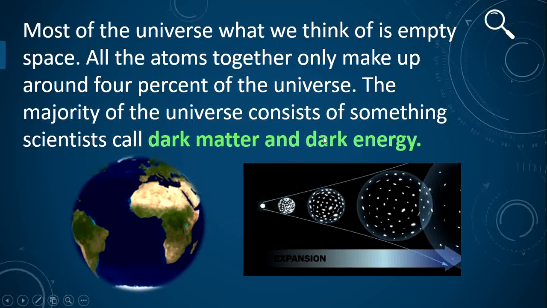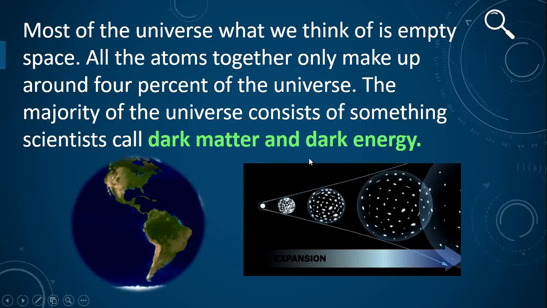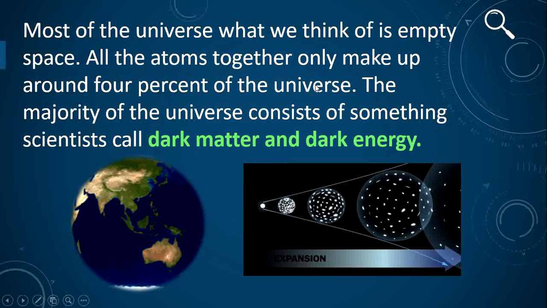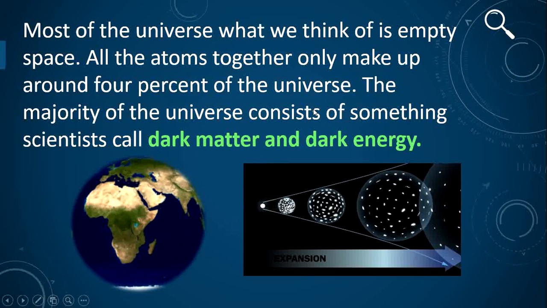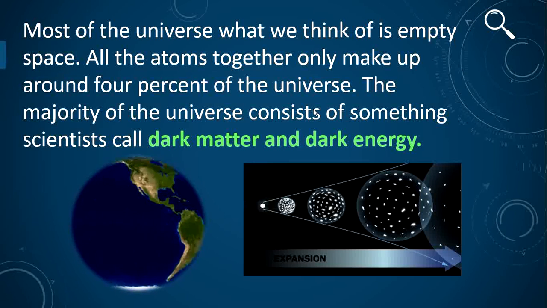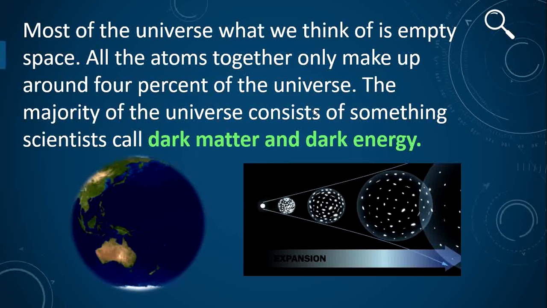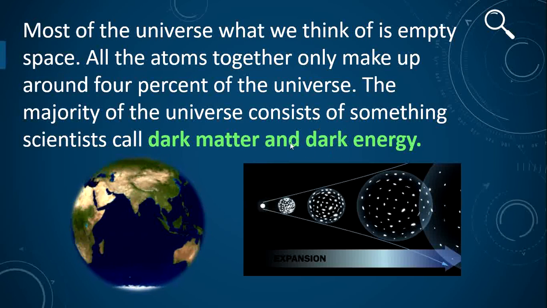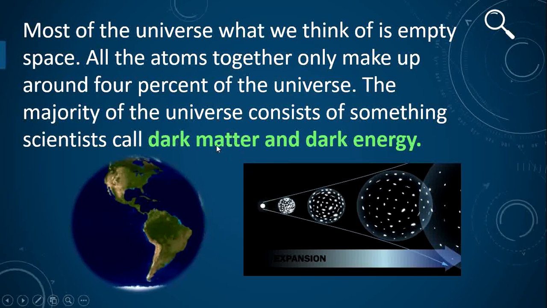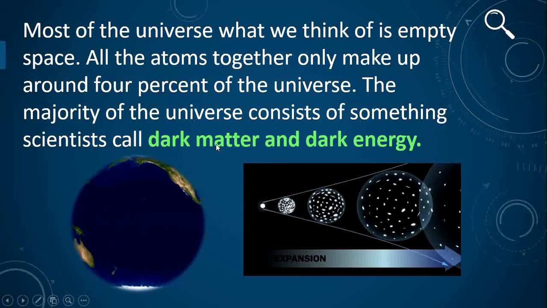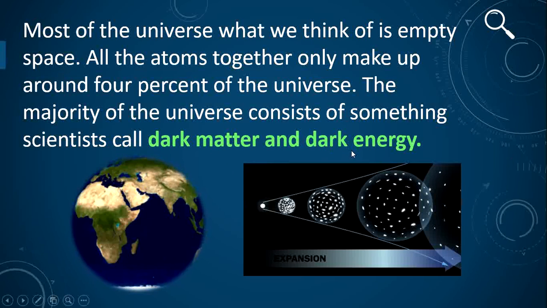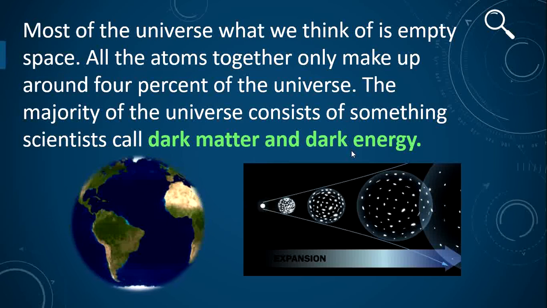So the majority of the universe consists of something. The scientists call that dark matter and dark energy. So the 4% of the atoms are present in the universe, and the majority of the universe consists of dark matter and dark energy. So what is dark matter and dark energy? The rest of the universe appears to be made of a mysterious, invisible substance called dark matter. Then what is called dark energy? A force that repels gravity is known as dark energy.